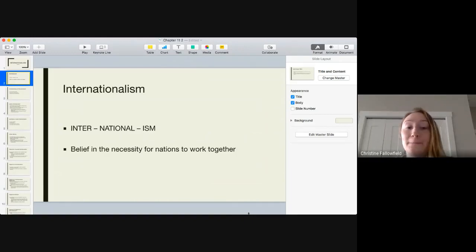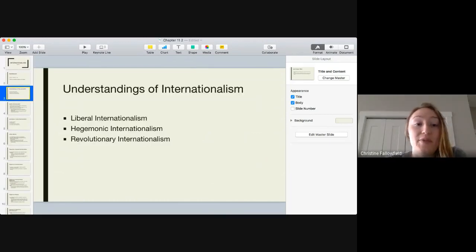Internationalism is the belief that nations are needed to work together. Breaking it down, we know that anything ending in ISM is an ideology, a system of beliefs. International, inter means between. So if you break down any ideology phonetically, you're good to go. We believe that nations need to work together if we are subscribing to the philosophy of internationalism. There are three different understandings, or types, of internationalism that we're going to cover today. The first being liberal internationalism, the second hegemonic internationalism, and the third revolutionary internationalism.